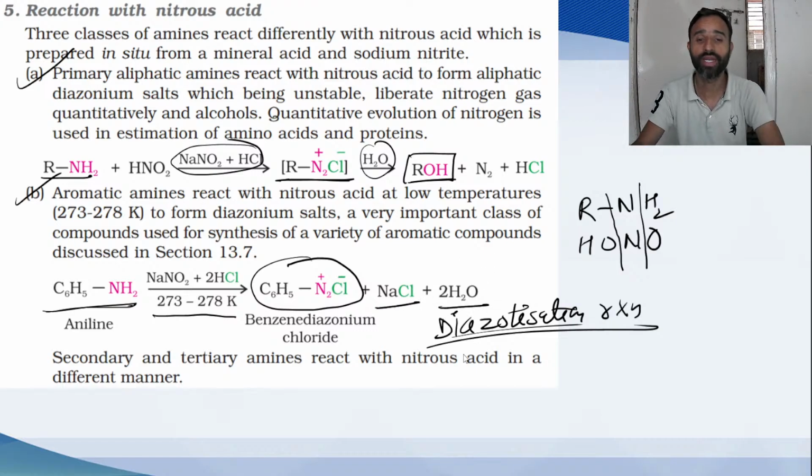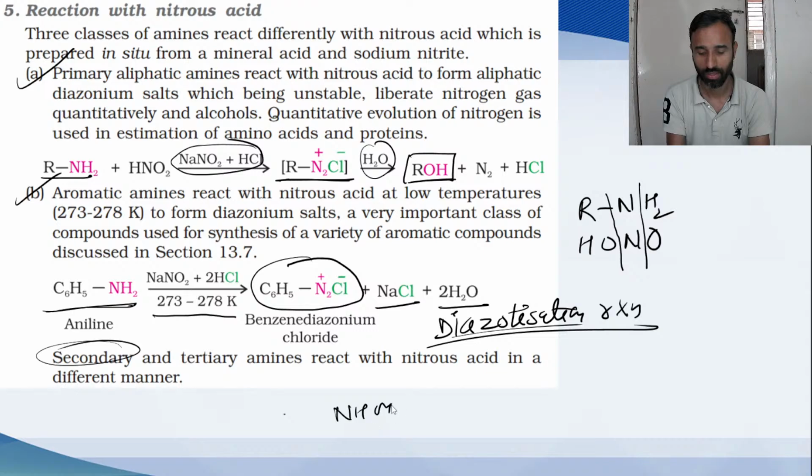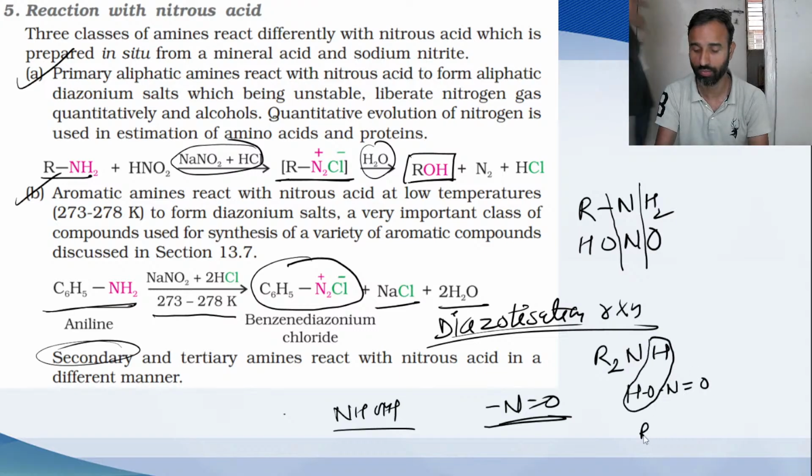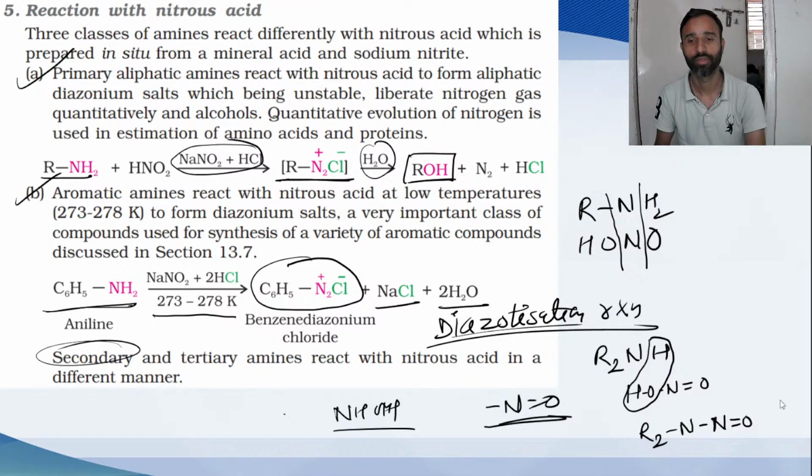Secondary and tertiary amines also react with nitrous acid in a different manner, and that is not covered by NCERT. But if you wish to know, they give nitroso compounds: N-nitroso in secondary, and N double bond O in tertiary, like this: R2NH and we have HONO, right? Removed, R2N-NO.